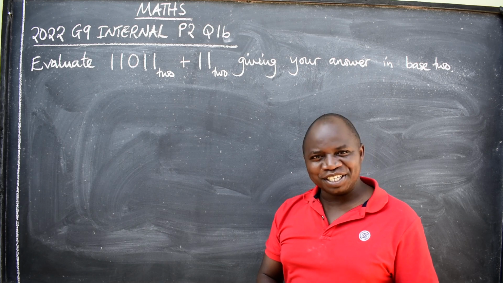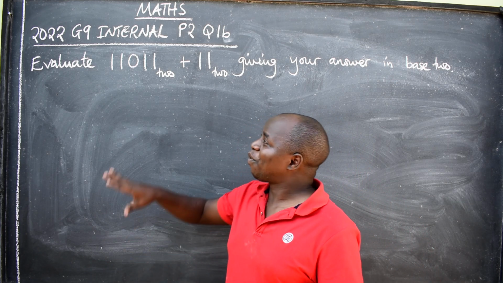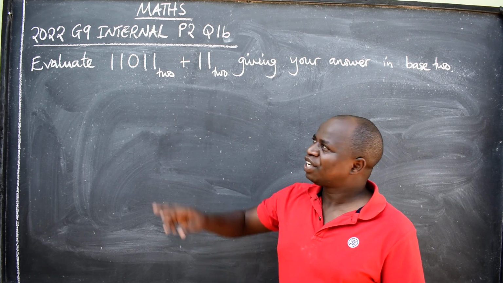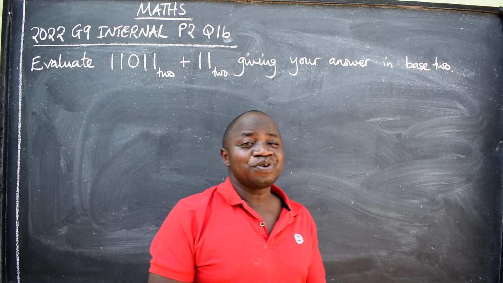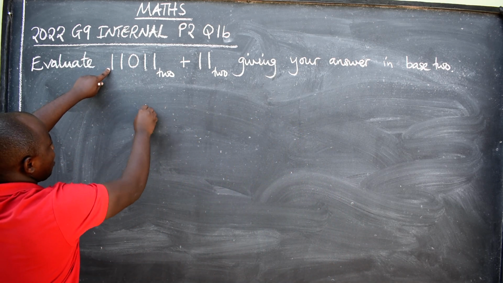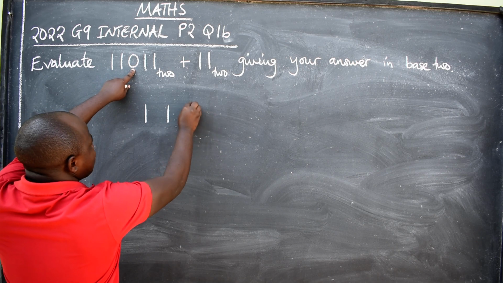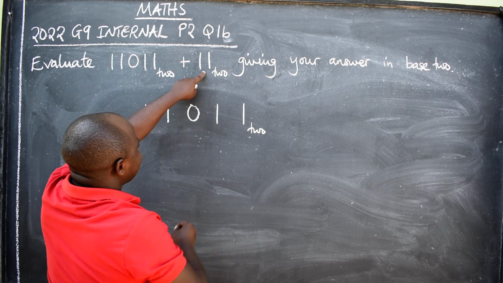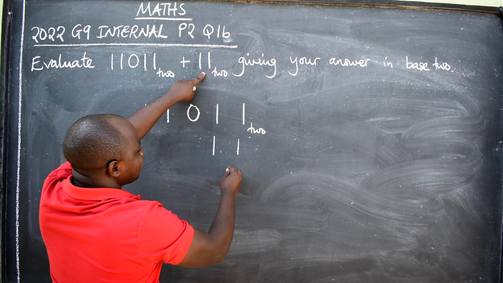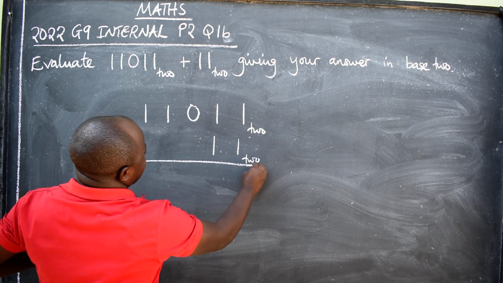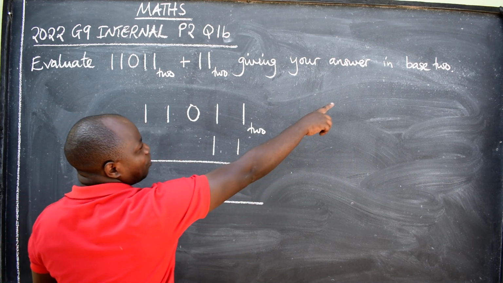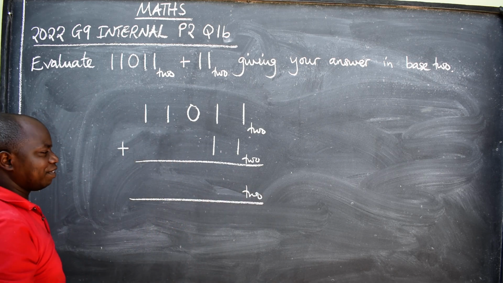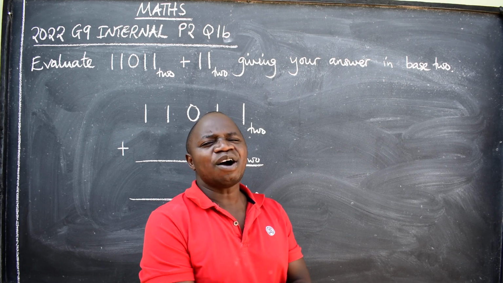Identify the topic from which the question is coming from. Well, these are number bases. We are told to do what? To add. So you are going to do this. You copy 1, 1, 0, 1, 1 in base 2 plus 1, 1 right this side in base 2. This is what we are going to add, and we are told that the answer should be in base 2. Put the addition sign. Now the question is, how do you add?